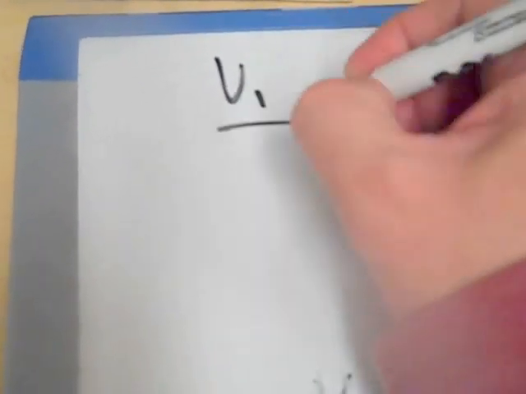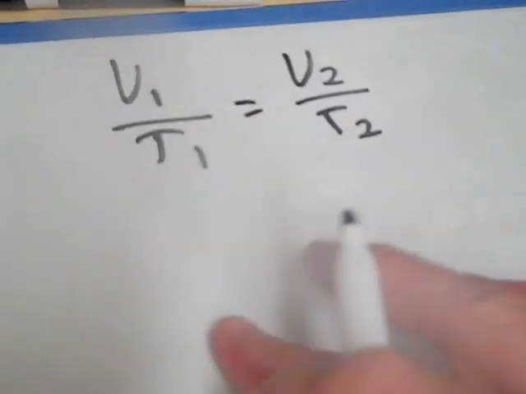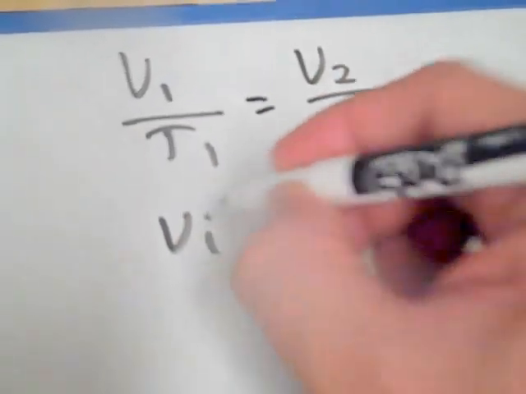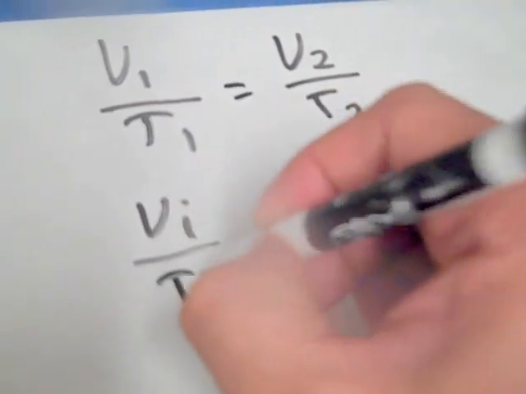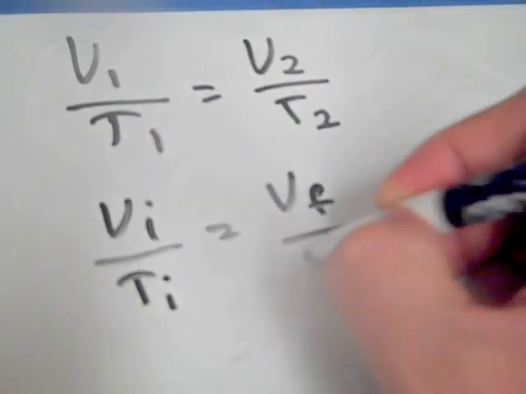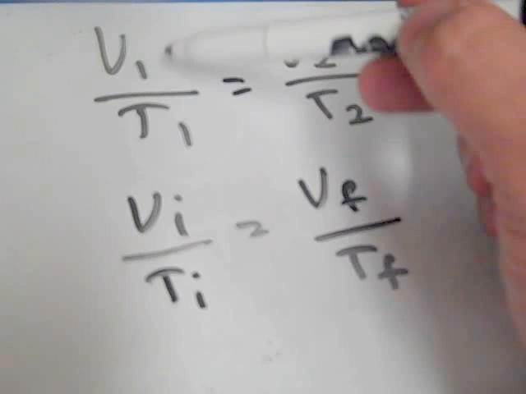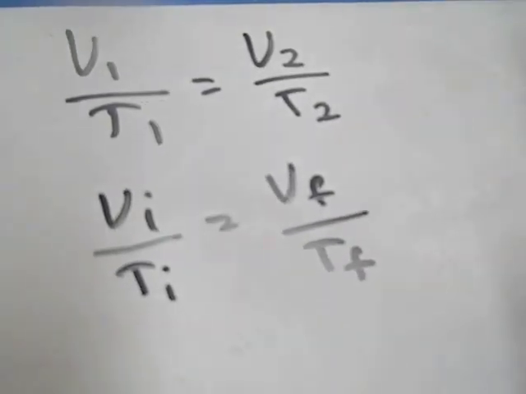So we get V1/T1 is equal to V2/T2. Or in other words, we can say Vi/Ti equals Vf/Tf. So this is basically the initial state here, and that's the final state. And so that's Charles' law. And then the Gay-Lussac law.